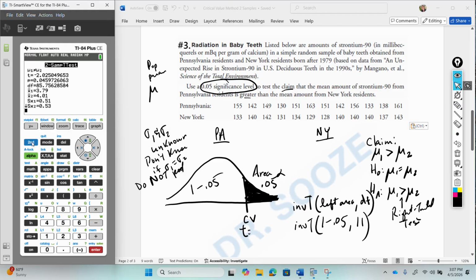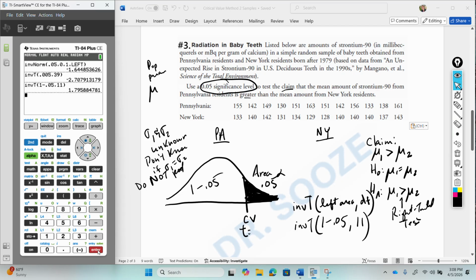So let me get into second vars, and then come down here to inverse t. I must give it the left area. Now, it has my old data from a previous problem. The left area is 1 minus 0.05. If you give it 0.05, you've told it the right area, and it will take that as left area, and you'll get a negative critical value. You must give it the left area, and the degrees of freedom in this case are 11.